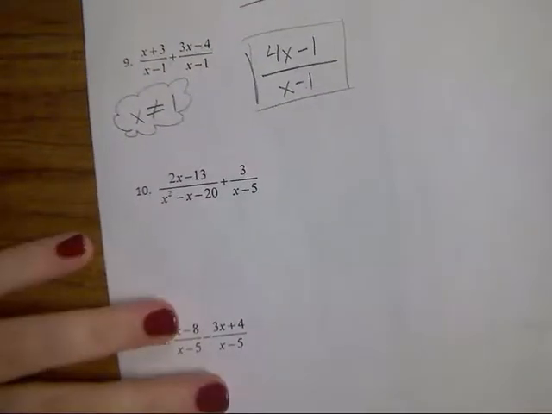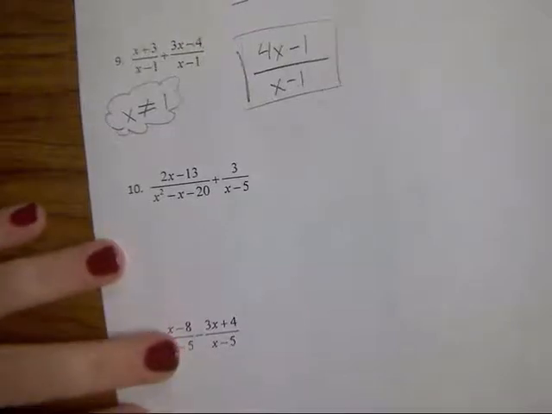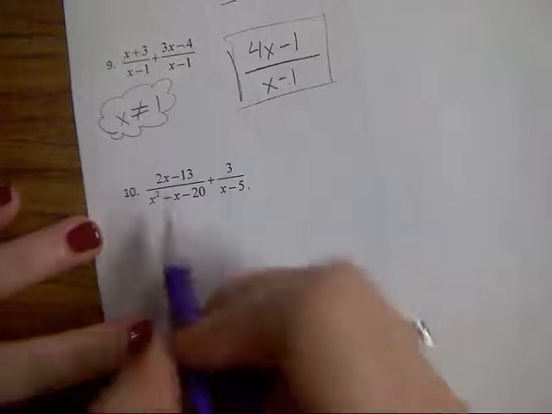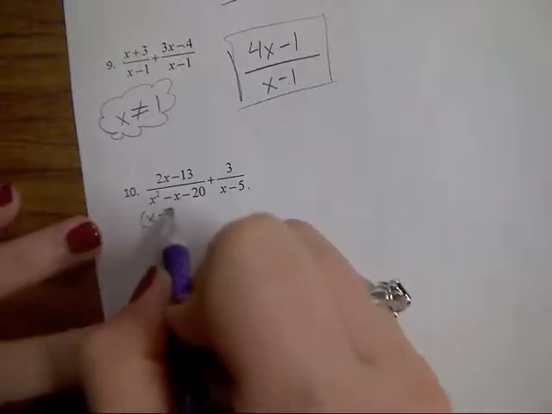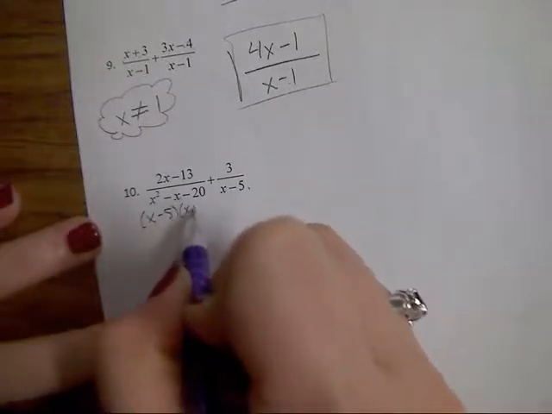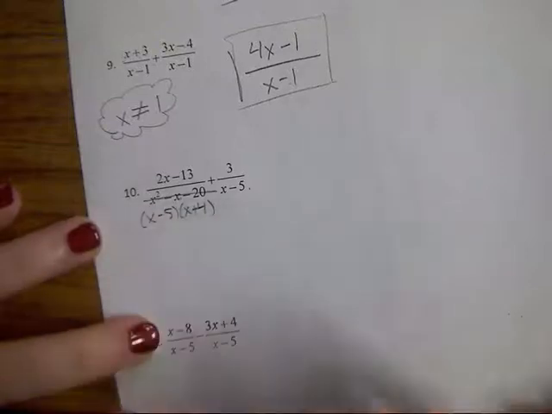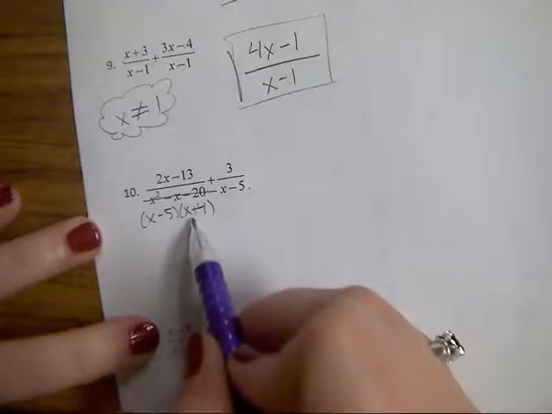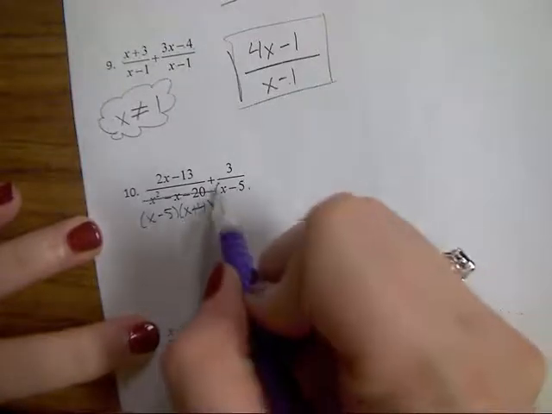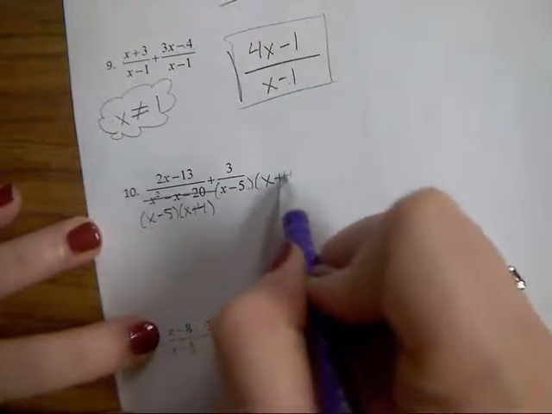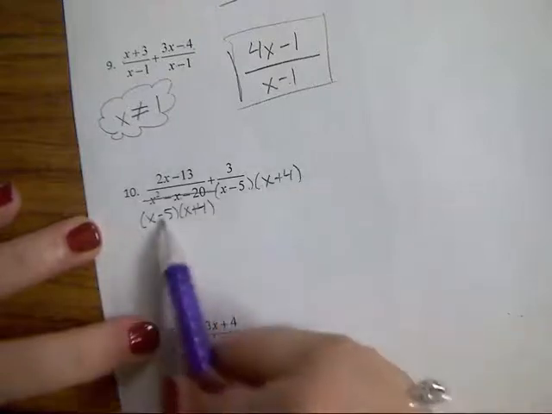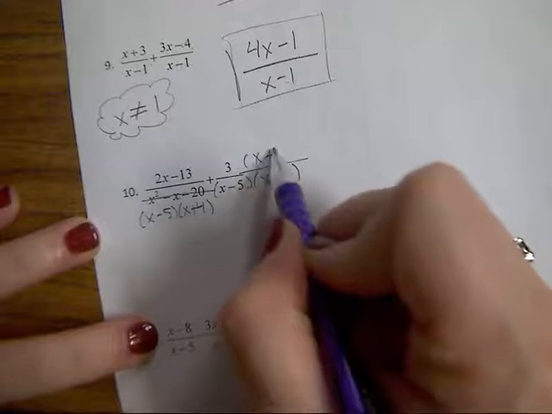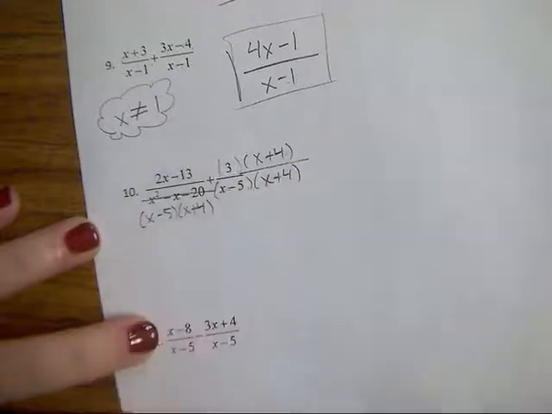All right, number 10, we are adding. Denominators are not the same, so let's go ahead and factor this one. This factors to be x minus 5 and x plus 4. So I see that they both share x minus 5, but this fraction is missing the x plus 4. So I'm going to multiply my denominator by x plus 4. We can physically see that now they're the same. That means I have to also multiply my numerator by x plus 4.